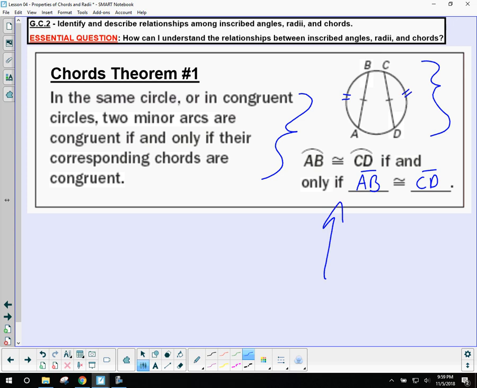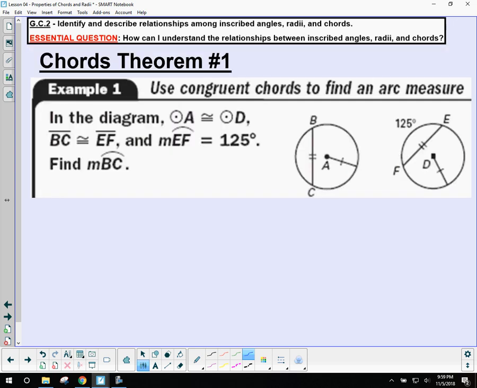Alright, here we go. Chords 2. Sorry, people texting me. It's late at night. I need to be in bed right now.